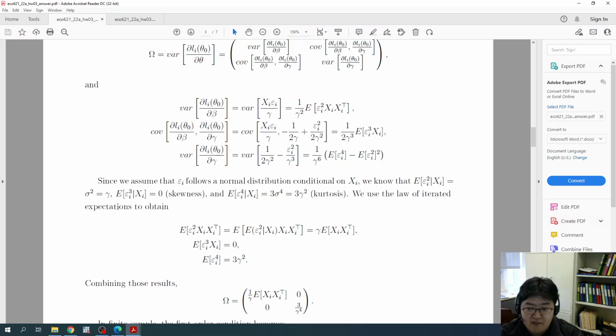Even if you don't know them, it's fine. They are just well-known properties, not very important, but it would be nice if you know them. Then apply the law of iterated expectations, and everything will be simplified. Some terms will cancel out, some will be 0, and in the end, you get this.